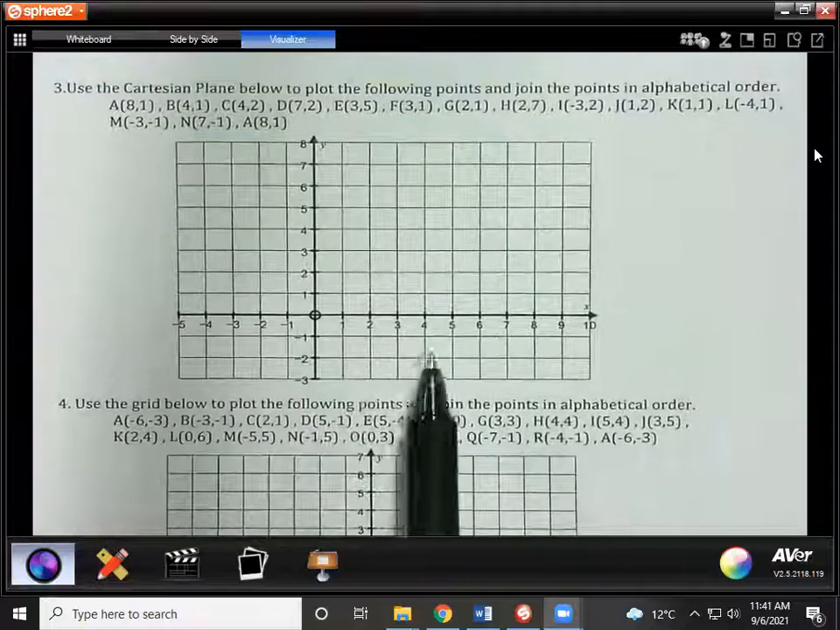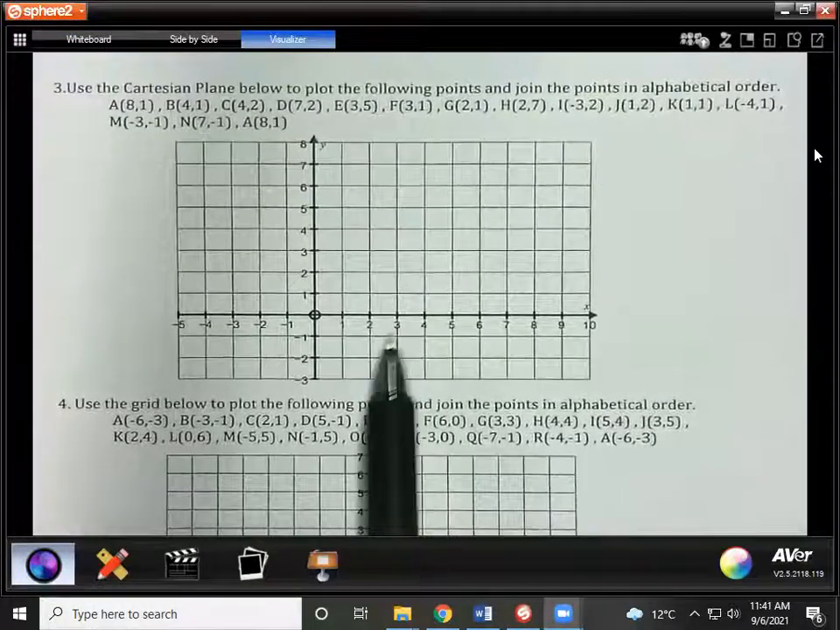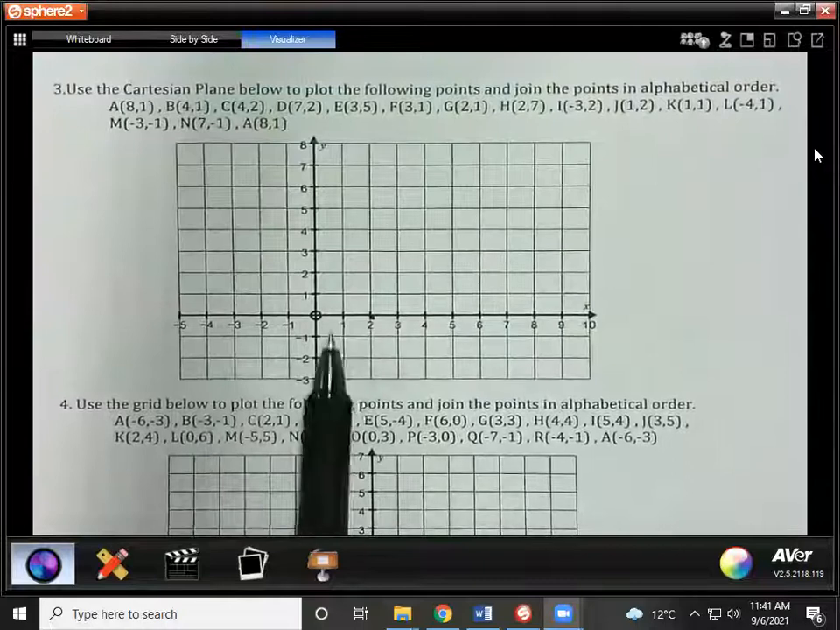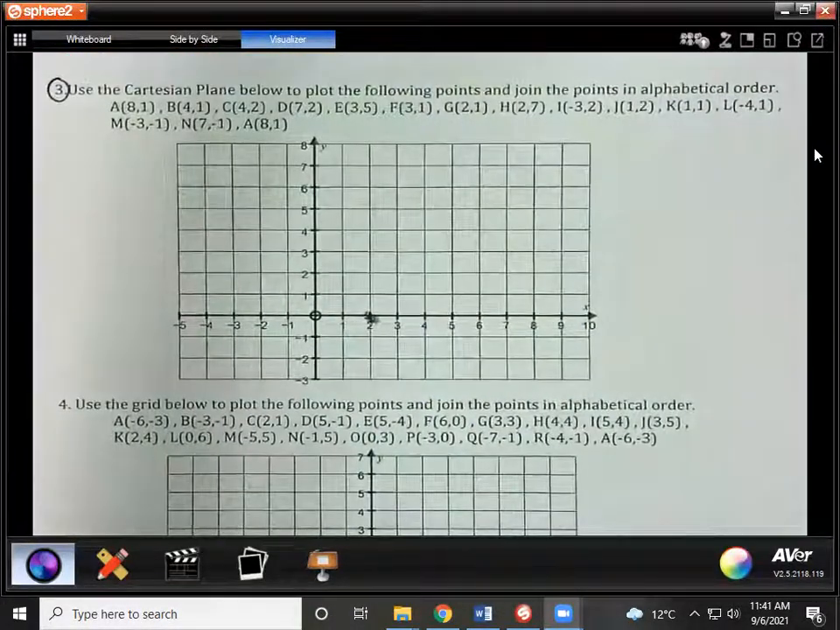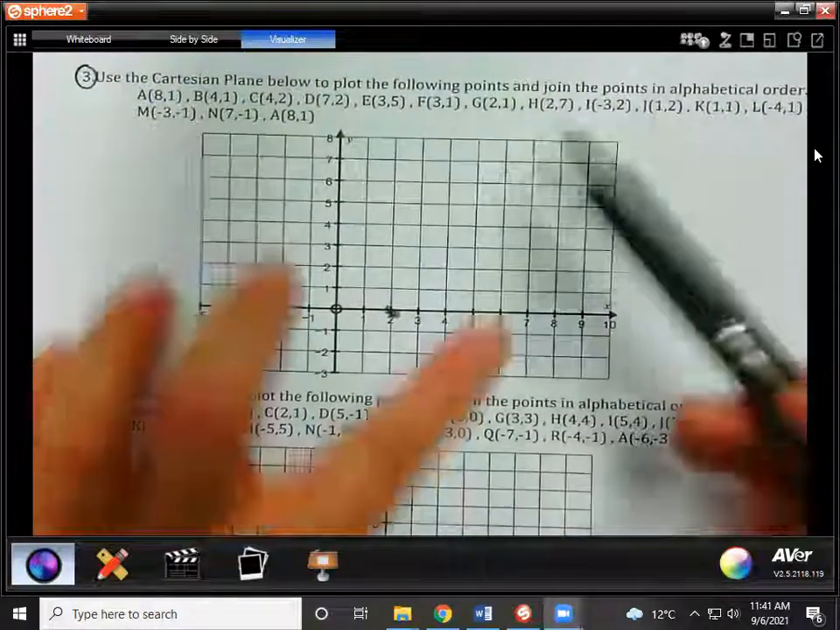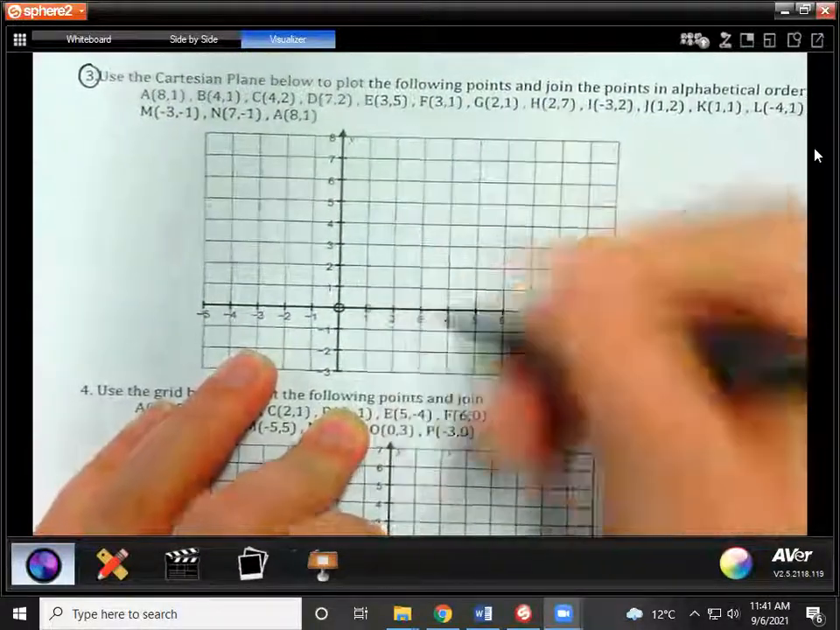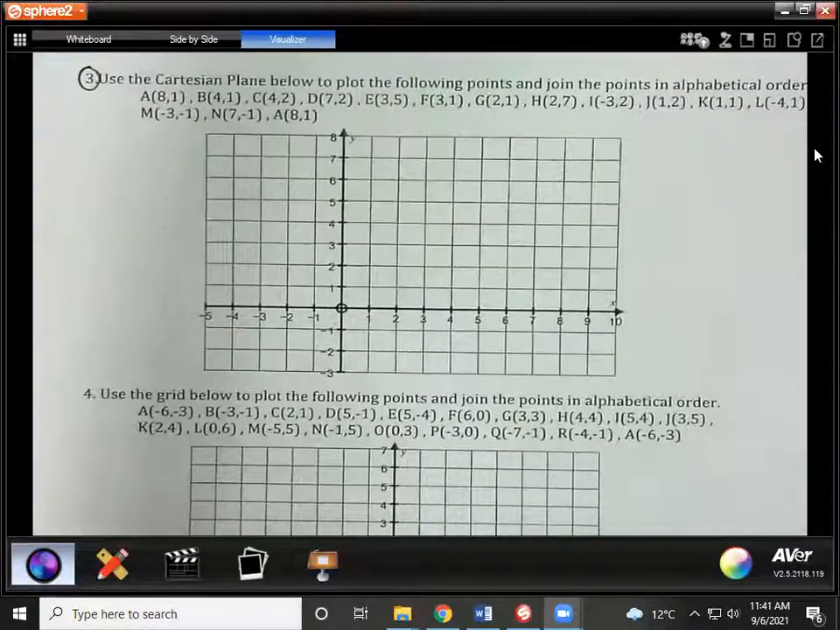8, we have 4, 4, 7, 3, 2, and 7. Okay, this one is fine, guys. So you can do number 3. All right, that one will work. Now for this one, they're saying you need to join the points in alphabetical order. Okay, so this one is a bit different.